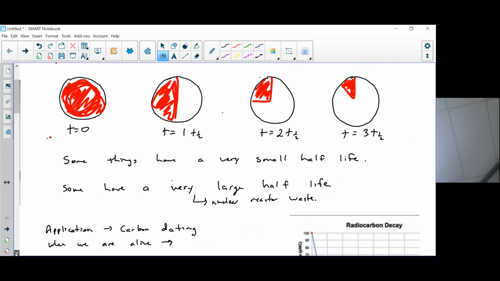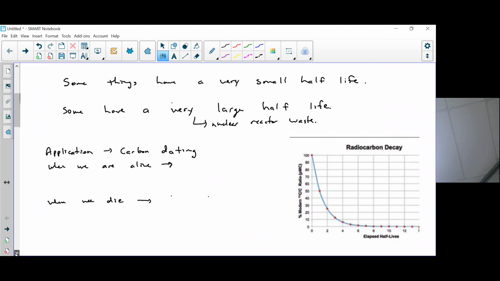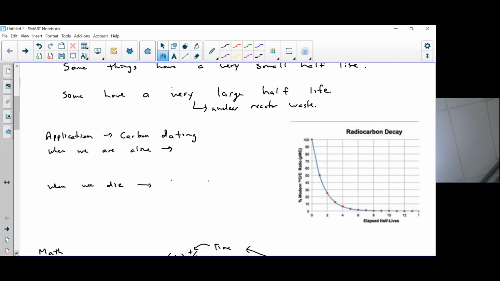An application of half-life is carbon dating, something I'm guessing many of you have heard about. When we're alive, we breathe, we eat, we go to the bathroom, yes? So the amount of radioactive carbon in our bodies is relatively constant, yes? But when we die, all of this stuff stops. And so the amount of radioactive carbon we have in our bodies starts to go down, and it goes down according to this graph right here.